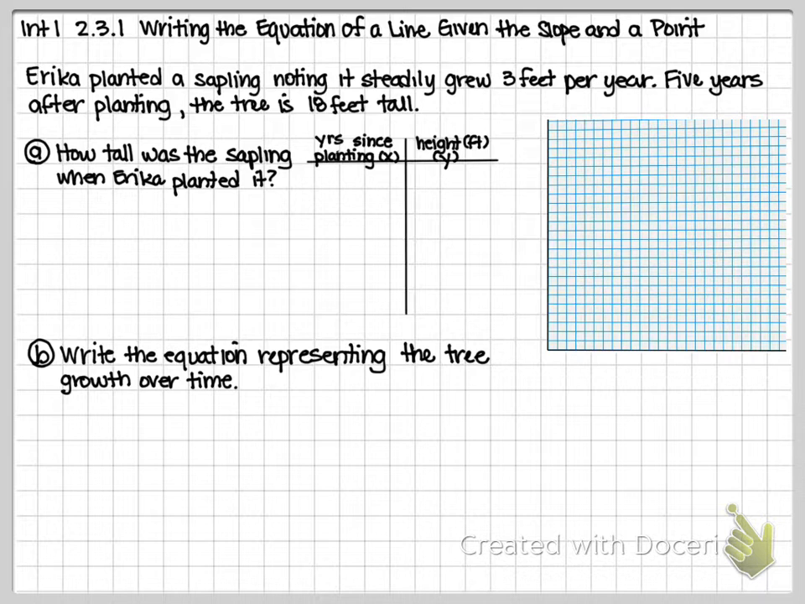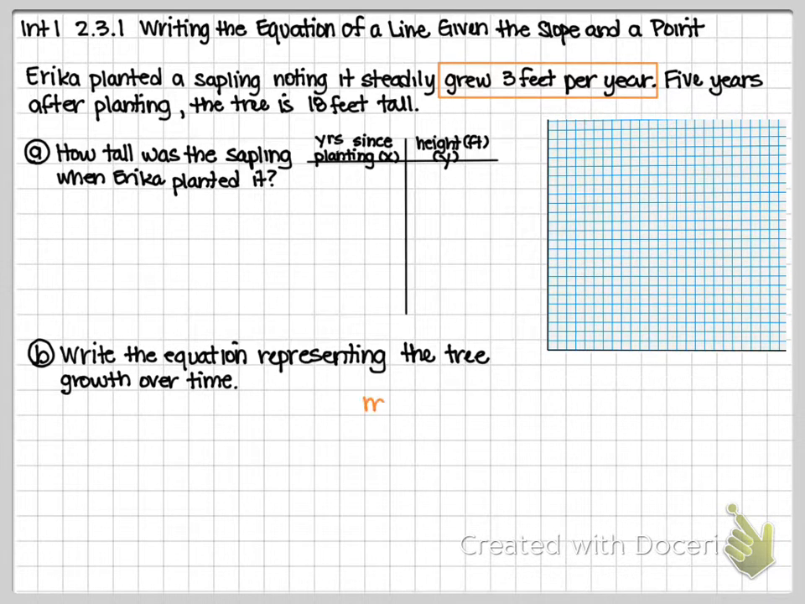Okay, so I'm told this information about Erica planting a sapling, which is a tree. The first sentence tells us the rate at which this thing grows. So with this growing 3 feet per year, I'm being told slope. So that's the information that I have for this. And if you take a look at part B down at the bottom, it looks like I'm going to write the equation. So I may as well put my M information down there.